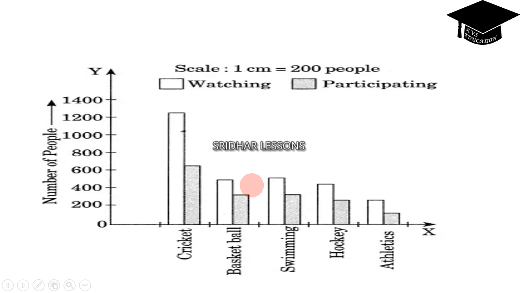This is the bar graph. Okay. So cricket is the most played game. Okay. Taking the scale of 1 centimeter is equal to 200 people. Okay, the plain bar indicates the people who are watching, and the shaded one indicates the people who are participating. Okay, next question.